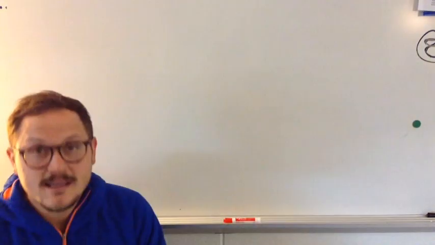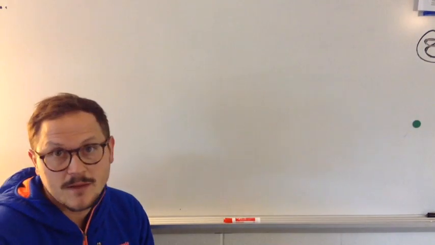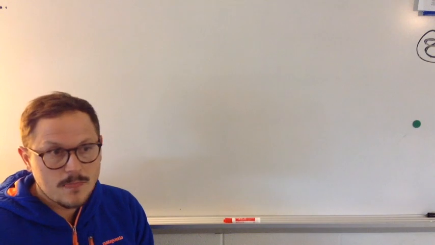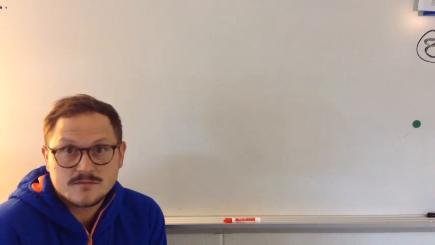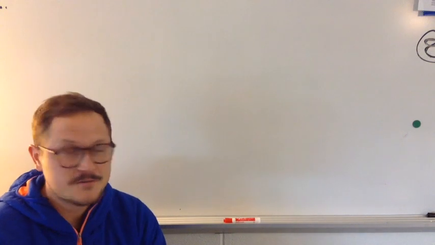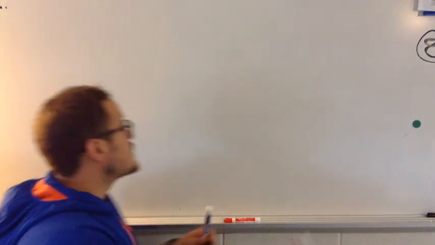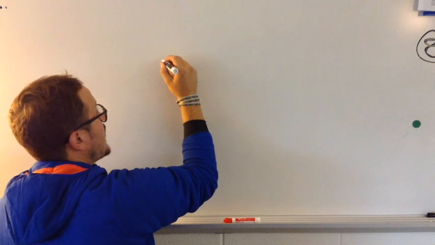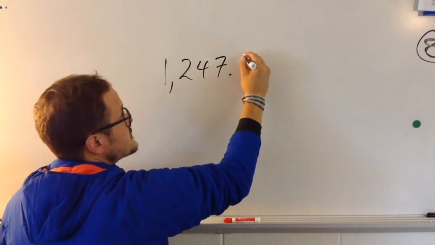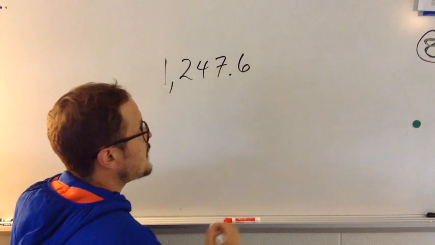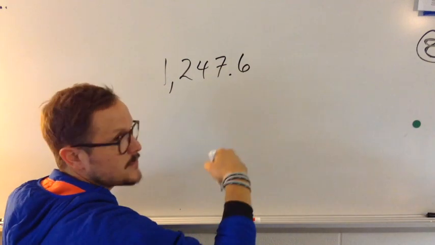Now for a couple examples from your workbook pages, or if you don't have your workbook pages in front of you, it'll be okay. You just follow along on a piece of paper or just follow along as I'm talking. So let's imagine we had 1,247 and 6/10. And we were rounding to the nearest whole number.